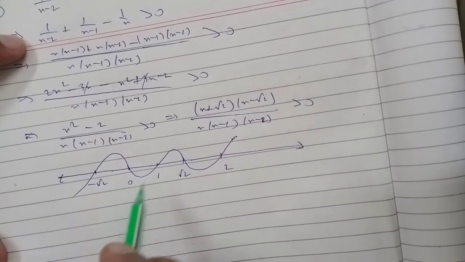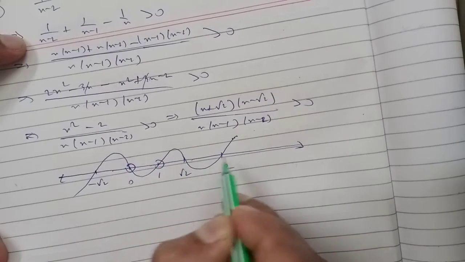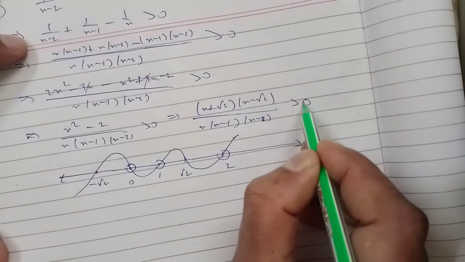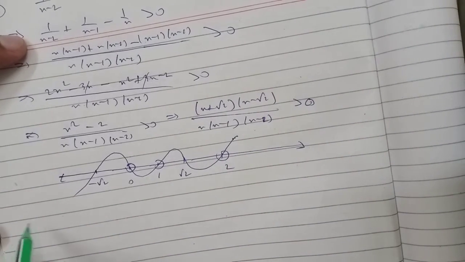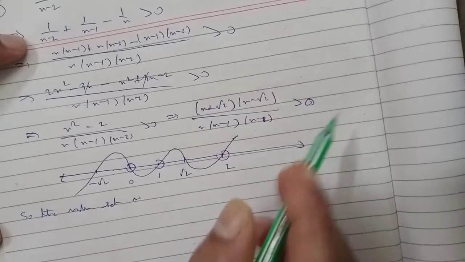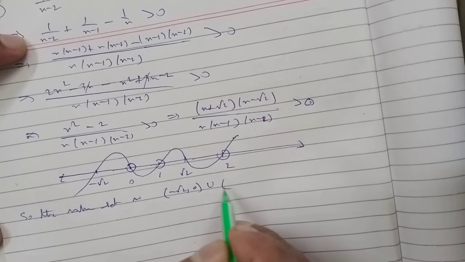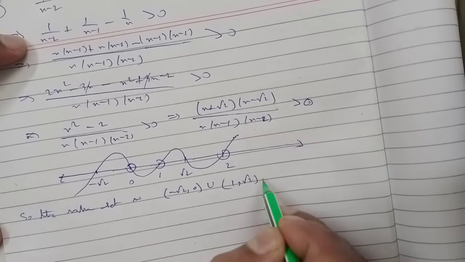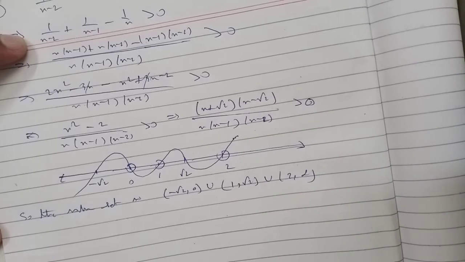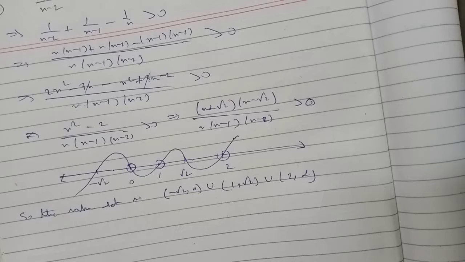We have to remove the zeros of the denominator from the solution. This will be removed, this will be removed, this will be removed. And as it is greater than 0, no zeros will be in the solution. So the solution set is, where it is greater than 0: (minus root 2, 0) open, union (1, root 2), union (2, infinity). Okay. Next, go to the next example or problem. Number 3.